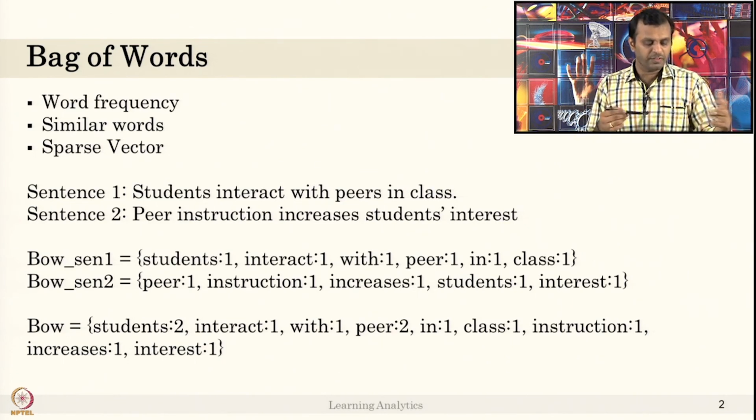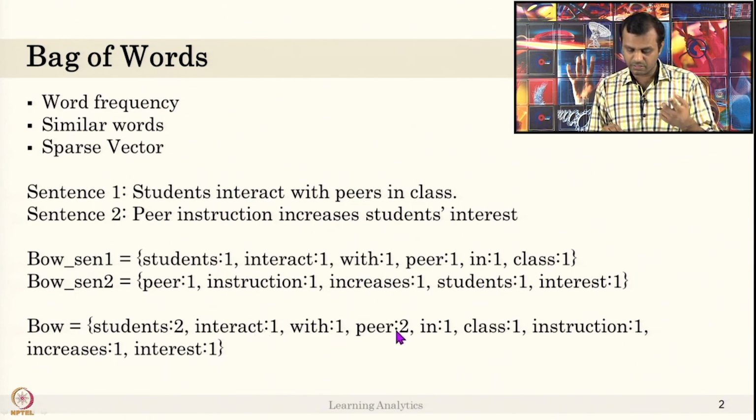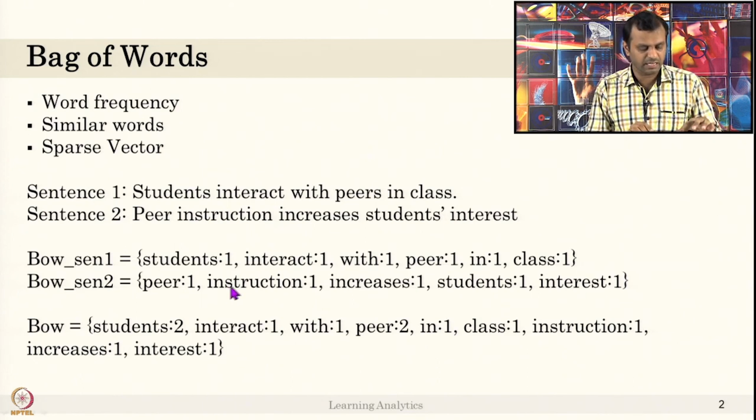If there are two sentences, I want to create one bag of words for these two sentences. Student occurred twice, interact occurred once, with occurred once, peer occurred twice, in class once, and all the others occurred once. I hope you understand this particular set I created from these two sentences. That is very basic, that is all about bag of words. You have to understand how this set has been created from these sentences.